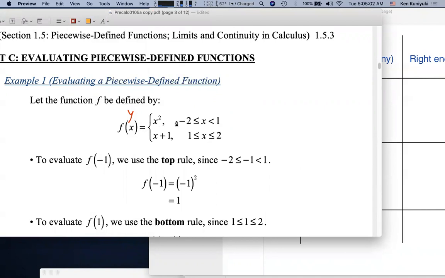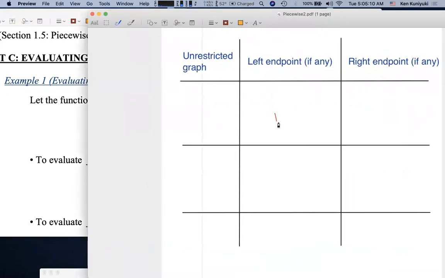and therefore the corresponding pieces of graphs, these two pieces here, will both have two endpoints, a left endpoint and a right endpoint. So we're going to fill in all four of these spaces. Again, sometimes you don't have a left endpoint, sometimes you don't have a right endpoint. But here we do get a left and a right endpoint for both pieces.